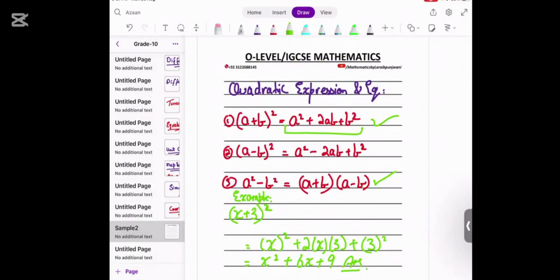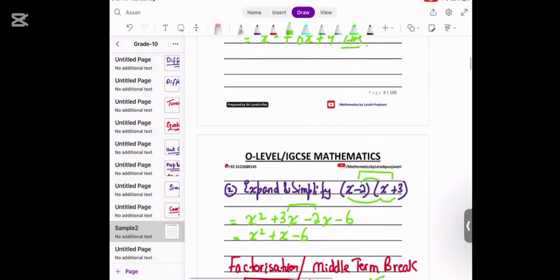Can I write them? Yes, quickly write it down. First, we will complete the question, then write it down. First, we have to complete all this.